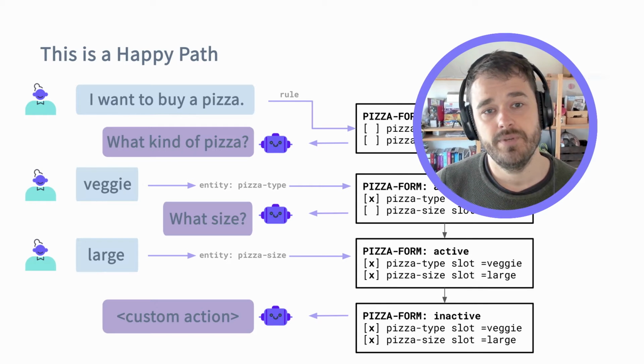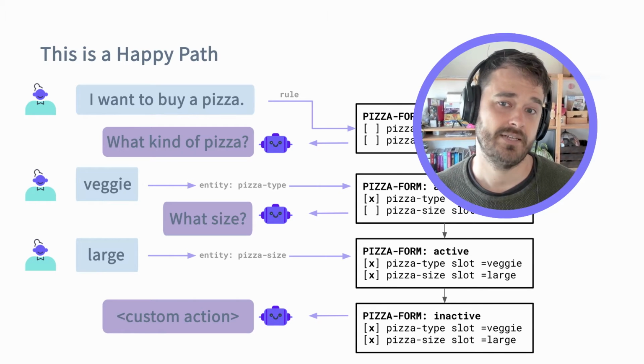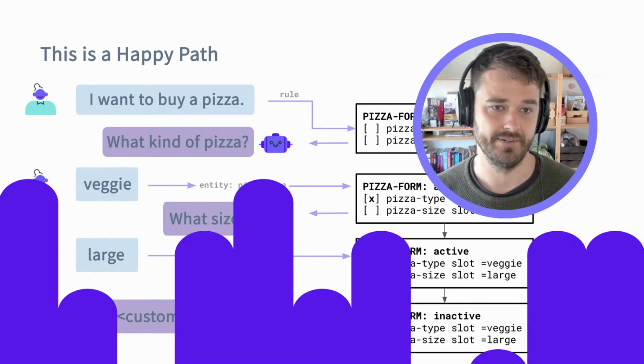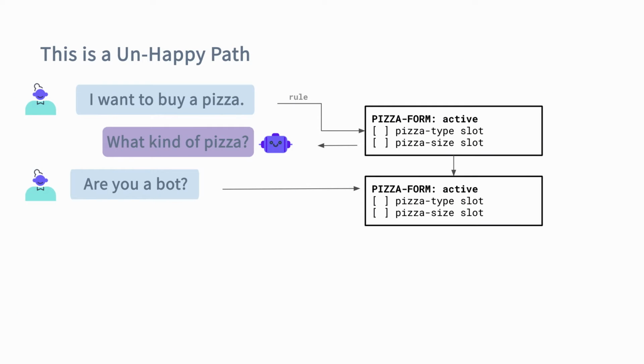So let's start by zooming in on a very common cause of unhappy paths, namely the interruption. Let's now consider this diagram. What we see here is that a user is interested in buying a pizza, and when the form is active and asking the user about information, the user might actually stop and wonder, hey, am I talking to a human or am I talking to a bot? So while the form is active, the user is interrupting a little bit here, because the user is asking something that doesn't have anything to do with the form. This is a clear example of an interruption.